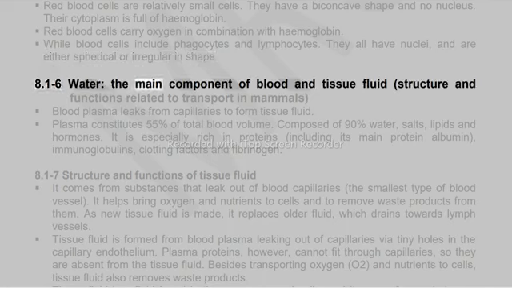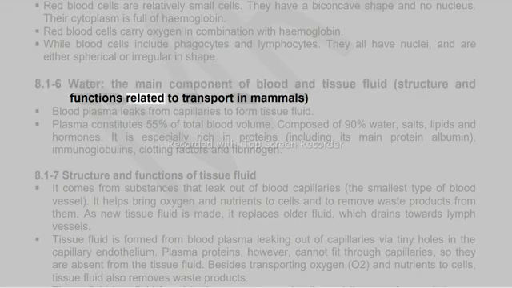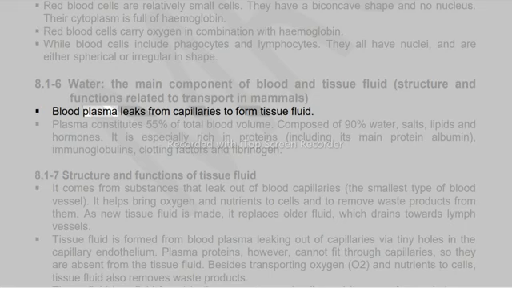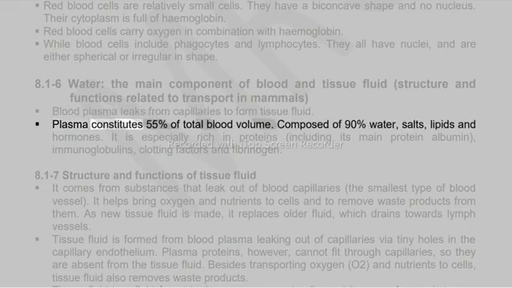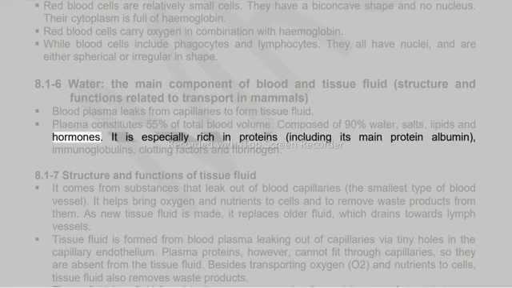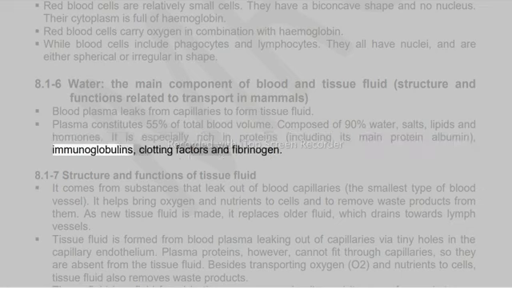8.1-6 Water, the main component of blood and tissue fluid, structure and functions related to transport in mammals. Blood plasma leaks from capillaries to form tissue fluid. Plasma constitutes 55% of total blood volume, composed of 90% water, salts, lipids and hormones. It is especially rich in proteins, including its main protein albumin, immunoglobulins, clotting factors and fibrinogen.